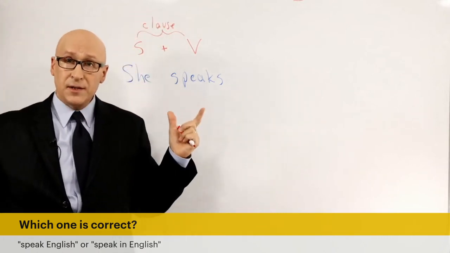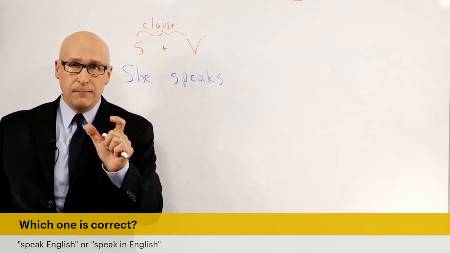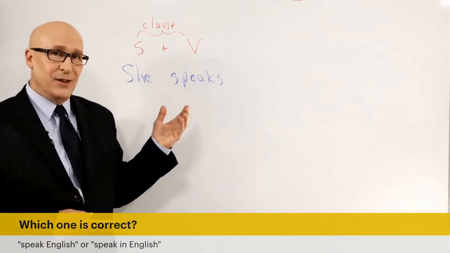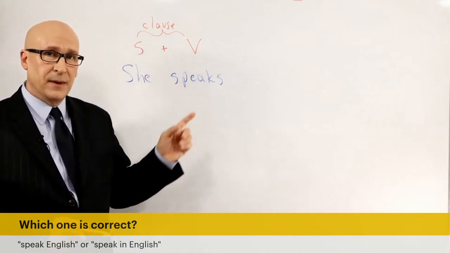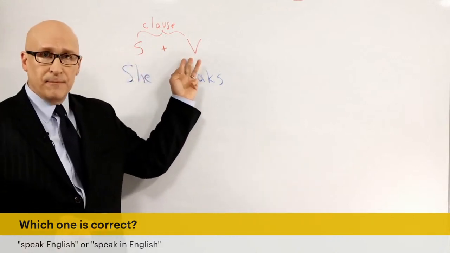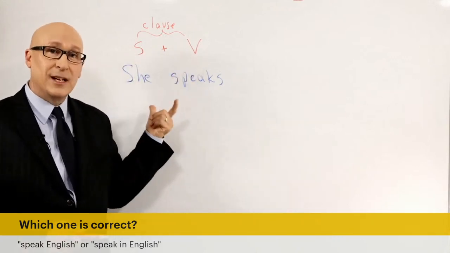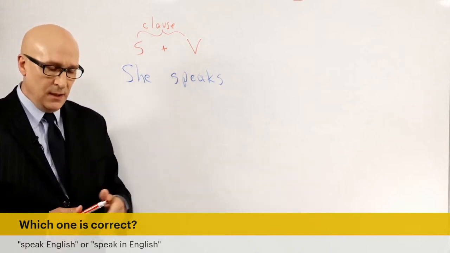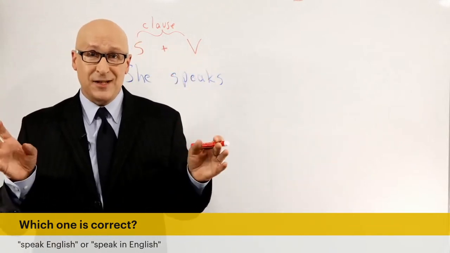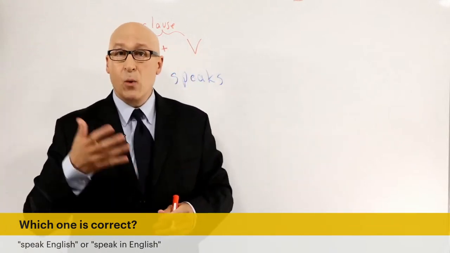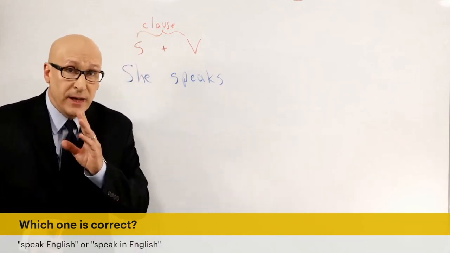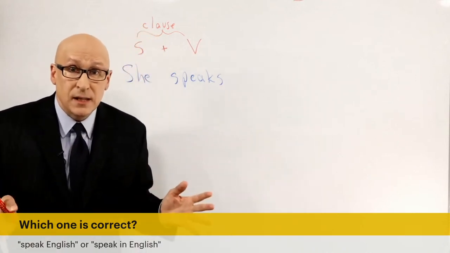So to make a clause, and a clause is the basic unit or building block of meaning in English, right? There's no meaning unless you have a subject and a verb. But there's one more criteria. You need a subject and a verb, but you also need this to be a complete idea. How do you know if it's a complete idea? Well, do the bus stop test. Imagine that you walk up to a stranger at a bus stop and say, excuse me, she speaks.